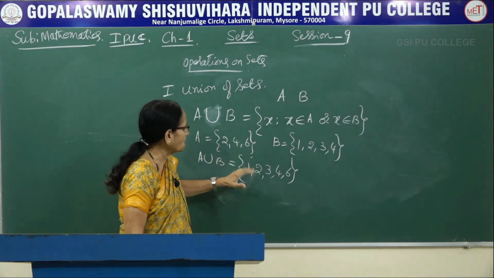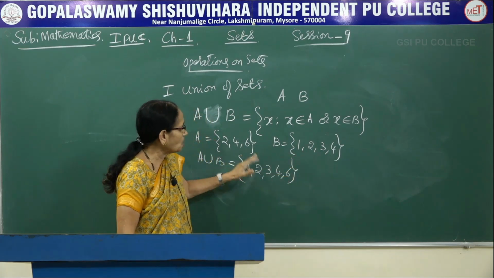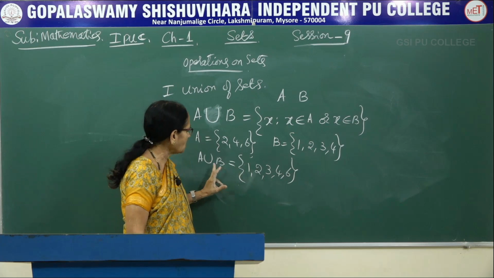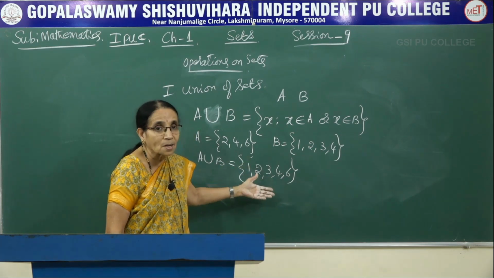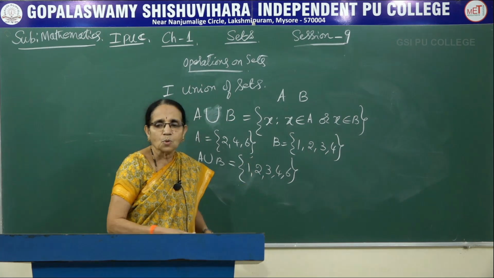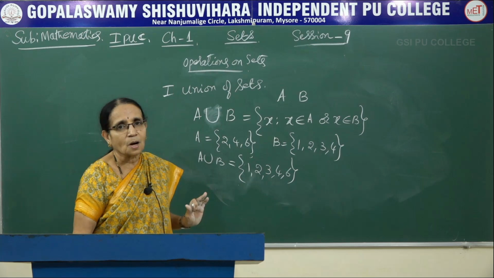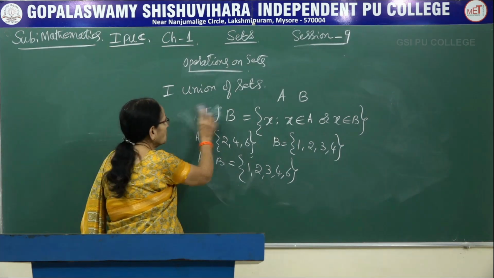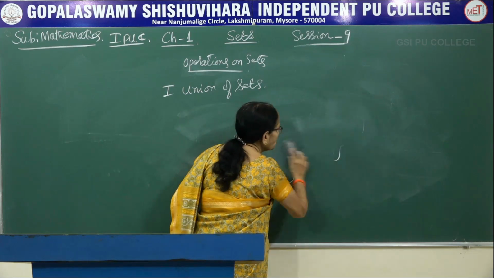So, how many elements does it contain? 3 were there, 4 were there. Because 2 elements were repeated, we are having 5 elements. You can observe it is again another set. So, the union of 2 sets is a set containing all the elements of both the sets A and B. This is the first operation you can do on sets.